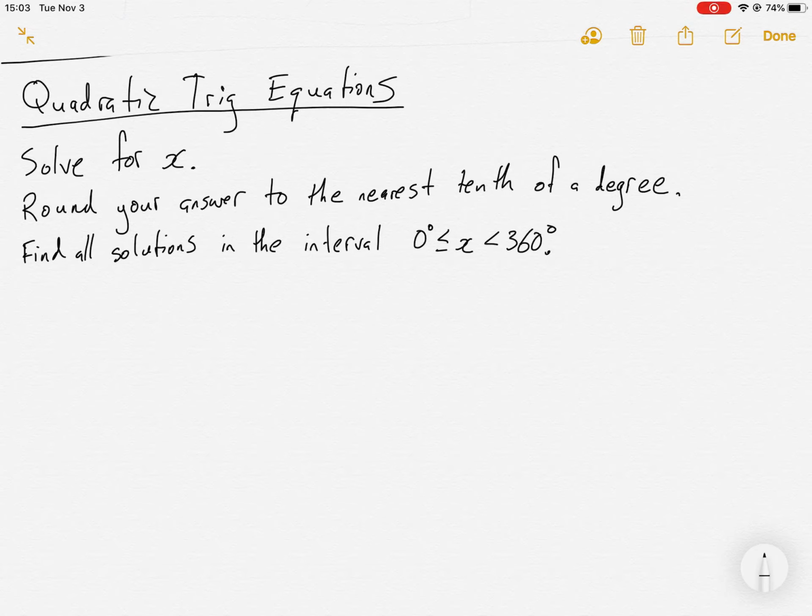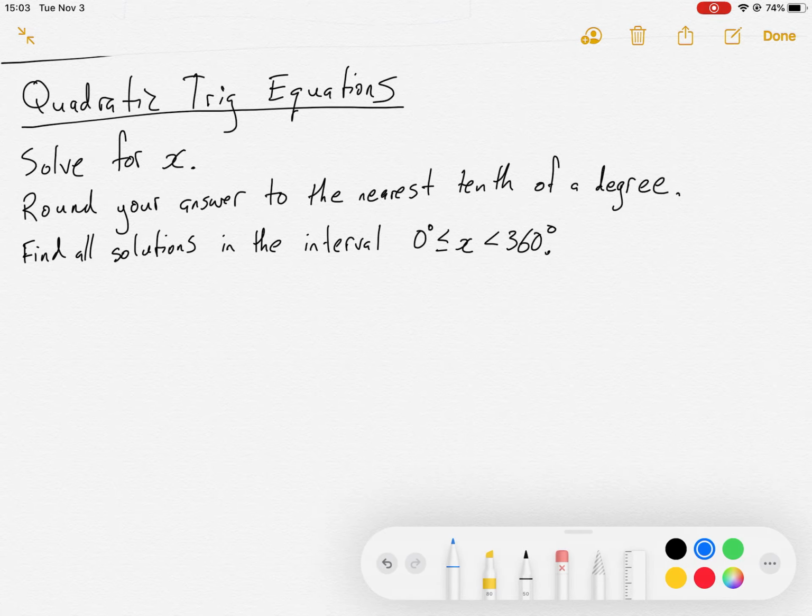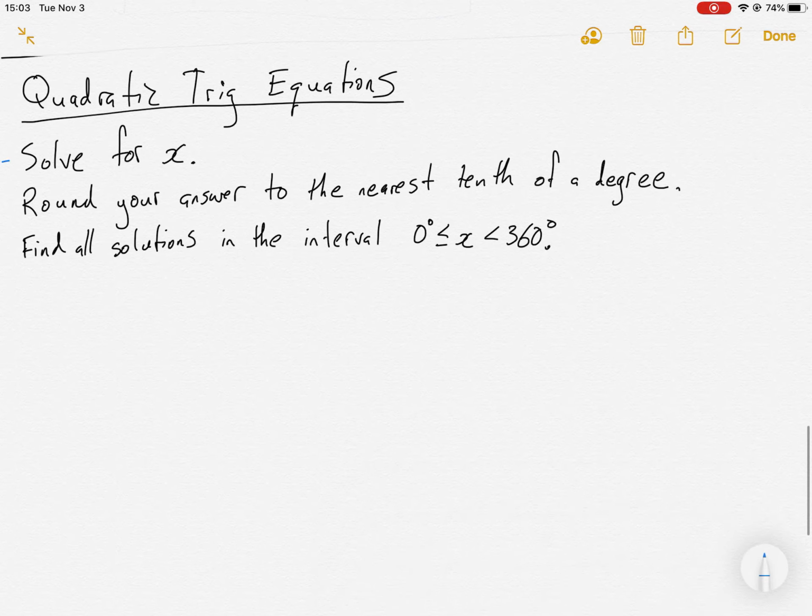Okay, so this is the second part of section 5.3. We're going to be solving quadratic trig equations now. Basically, that just means we'll have something squared, so cosine squared, sine squared. Again, our goal is going to be to solve for x. We're going to round to the nearest tenth of a degree, and I'm interested in all solutions in the interval from 0 to 360.